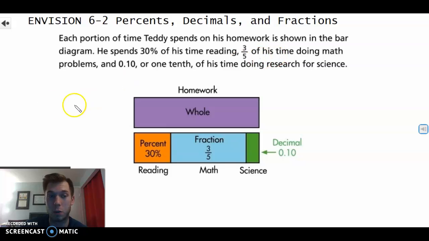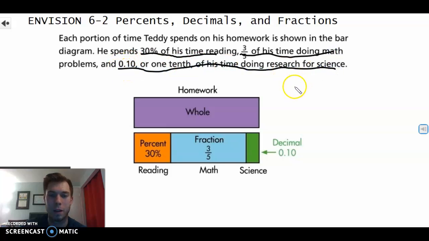3/5 of his time doing math problems. Okay, so we see 3/5 of the time. And 10/100ths or 1/10 of his time doing research for science. So I'm going to underline these. So 30% reading, 3/5 math, and 10/100ths or 1/10 research for science. I'm really great at underlining, guys, which is shown down here.